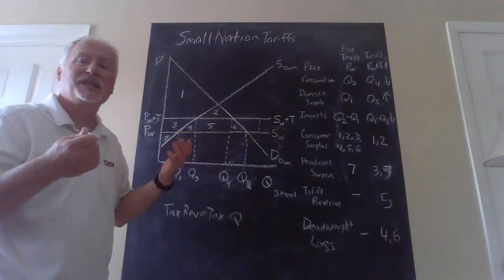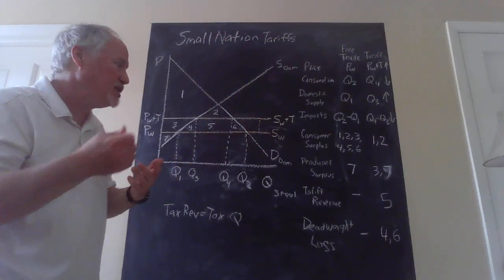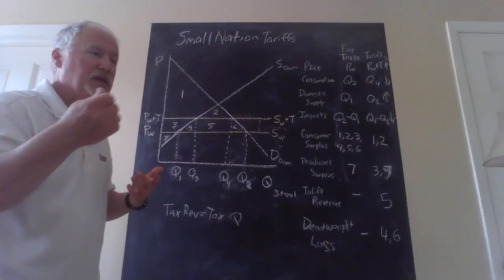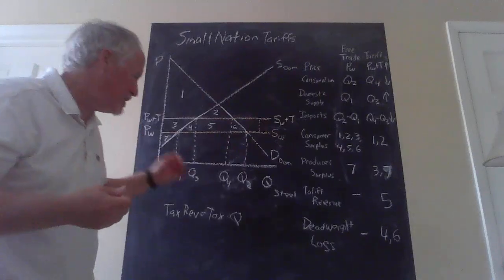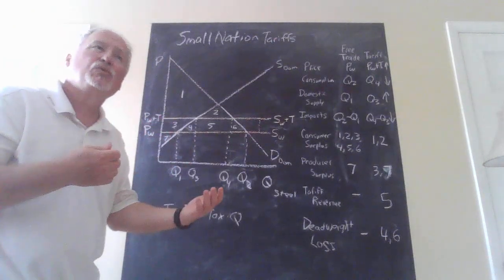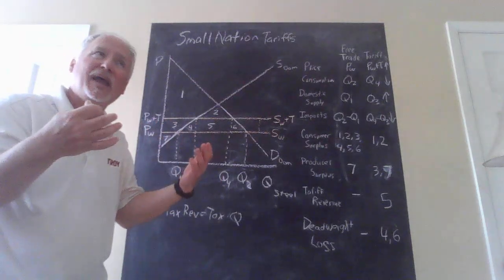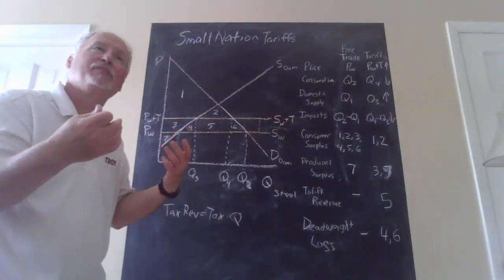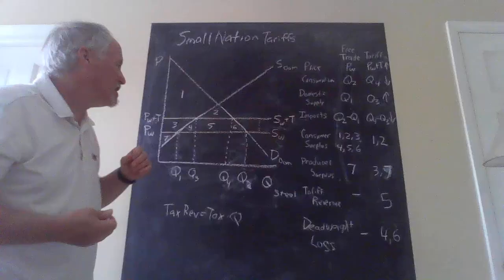Area 4 represents the value of the extra resources that the domestic firms have to use to produce the extra steel that they are going to with the tariff in place. And those resources have to get paid, they're getting used up, so that can't be producer surplus. So that's a deadweight loss.